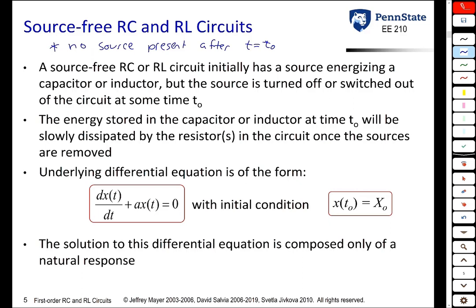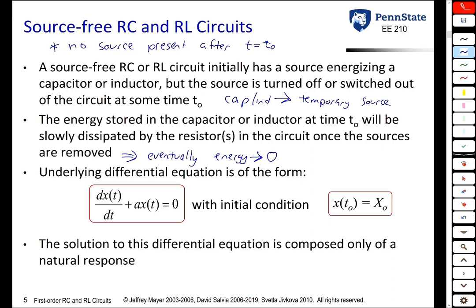You're going to have a capacitor charged in DC steady state, or you're going to have an inductor energized in DC steady state. And then when you remove the source, basically the capacitor or the inductor is going to act like a temporary source. The energy that is stored in either the capacitor or the inductor will slowly get dissipated through whatever resistors are remaining in the circuit, and eventually the energy will go to zero.